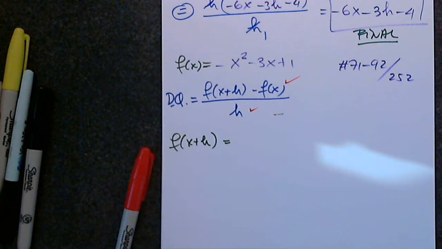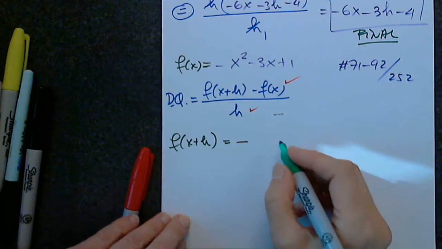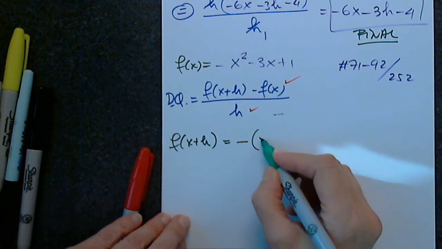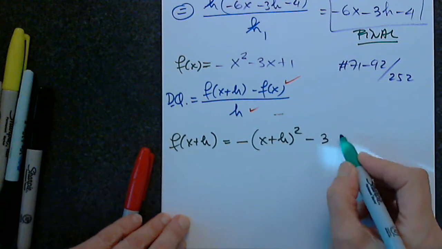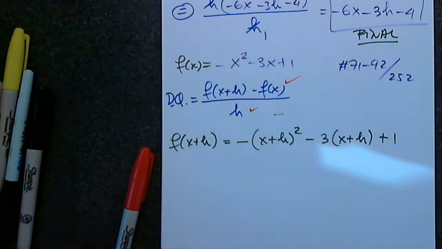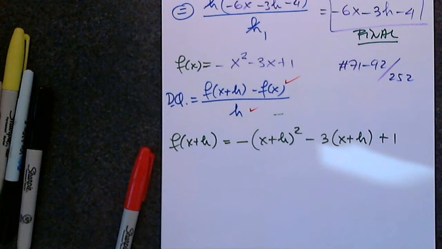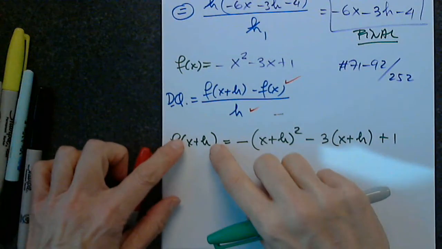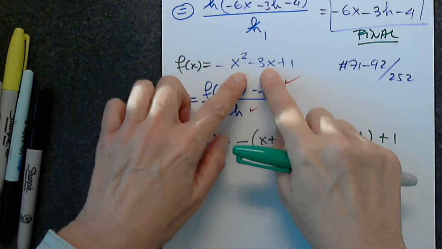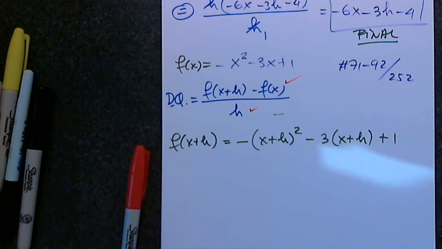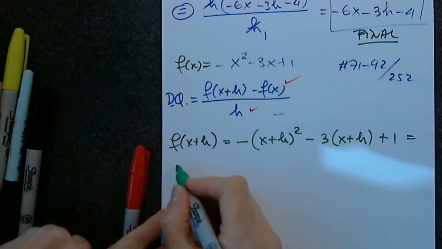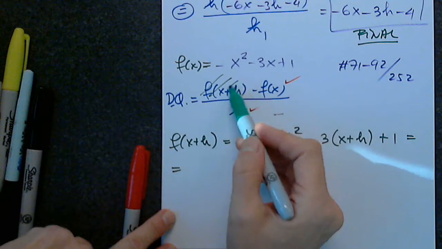If anyone would like to dictate. Negative x plus h squared, but in parentheses, correct? Right. Minus 3 times x plus h, plus 1. Do we all see this? Do we all agree with this step? We are given a function and we are asked to evaluate it when x is x plus h. All we have to do is replace x all the way with x plus h. Is this clear for everyone? Okay. Now I have to continue because I need to simplify it as much as possible before I replace it in here.